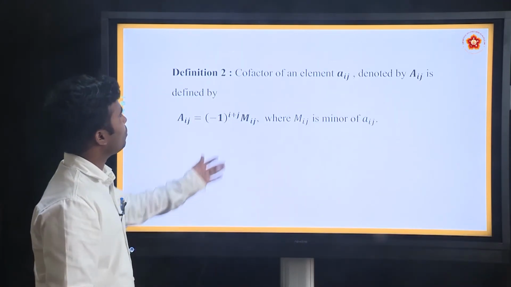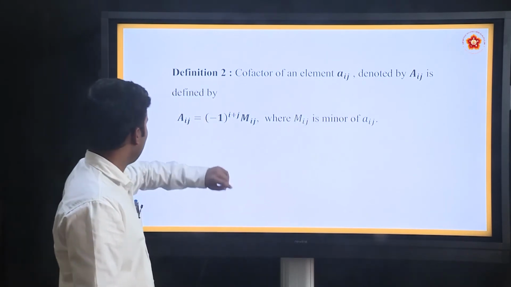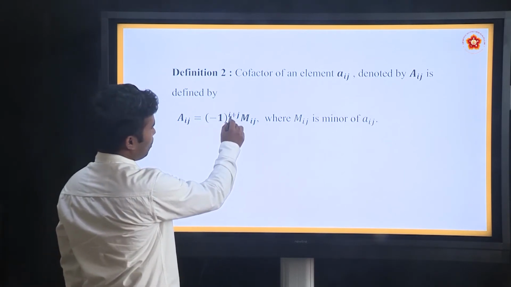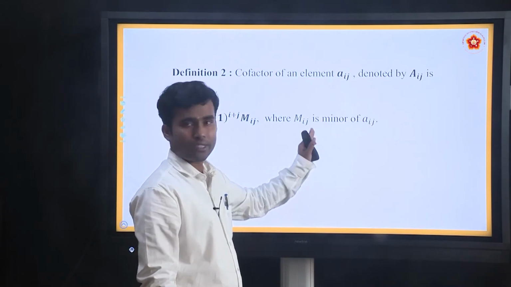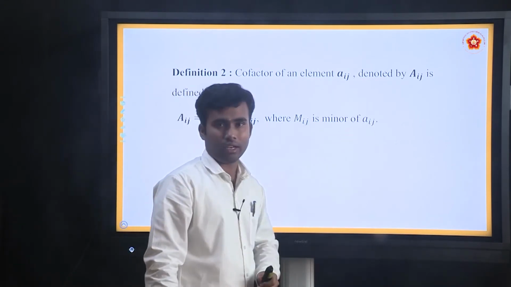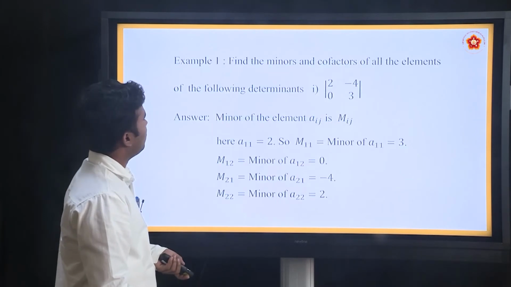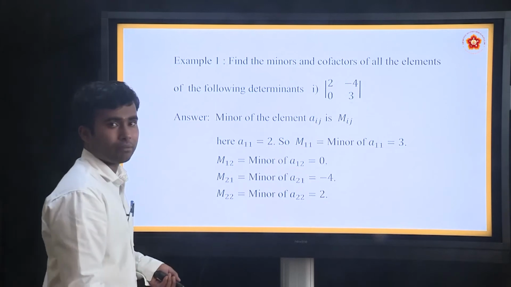Next, cofactor. Cofactor of element aij, which is denoted by capital Aij, can be expressed as Aij is equal to minus 1 to the power i plus j into Mij, where Mij, as you know, is the minor of element aij. So, we will do some problems on finding minors and cofactors of given determinants.